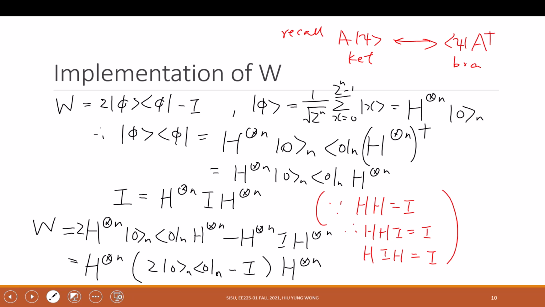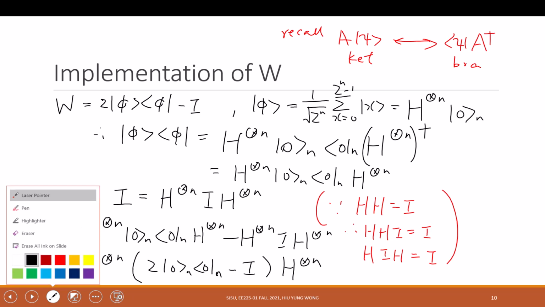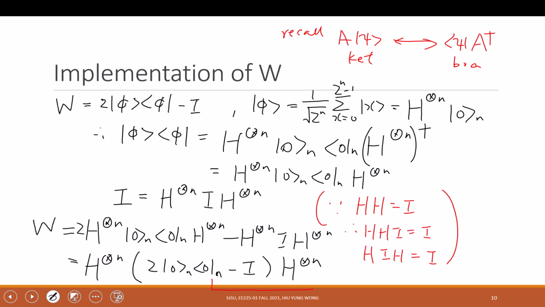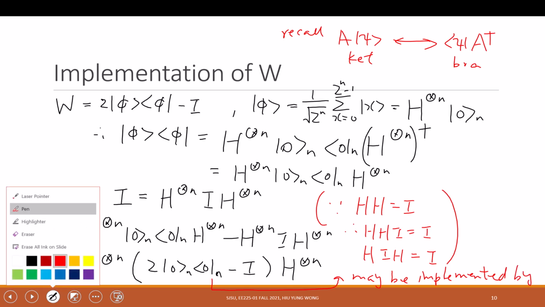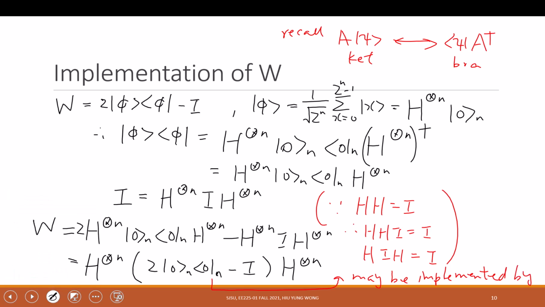Make sense? So this one may be implemented by X and control Z gates, etc. Okay, just a note.